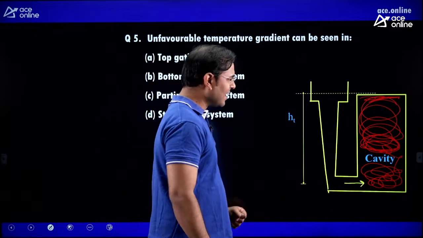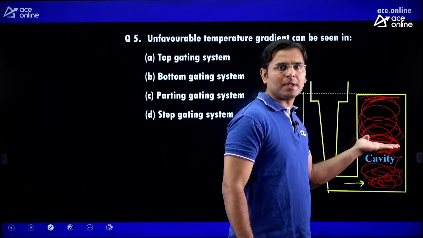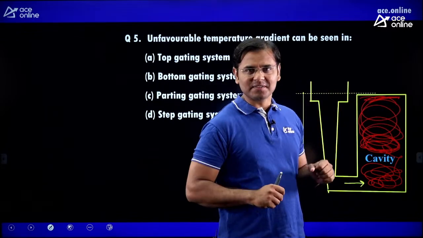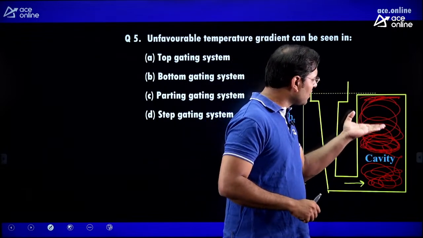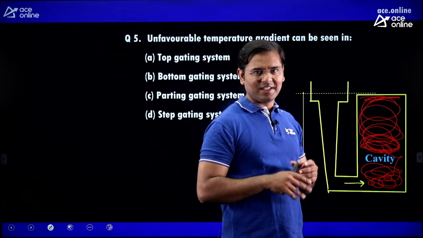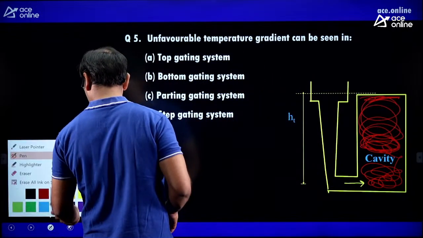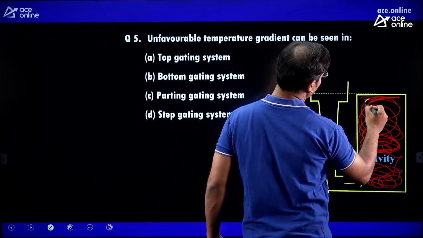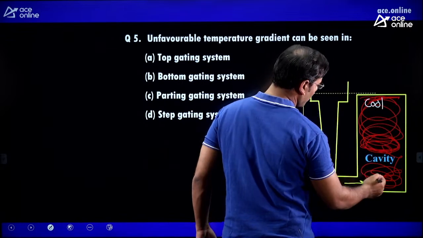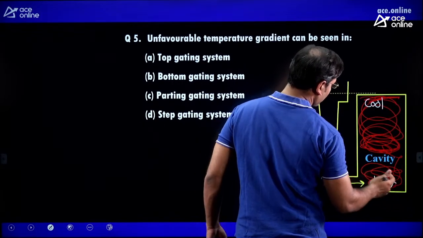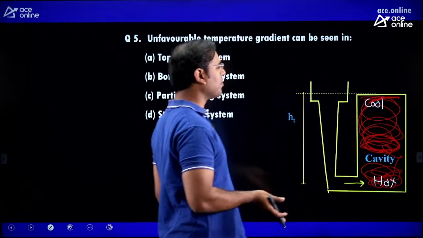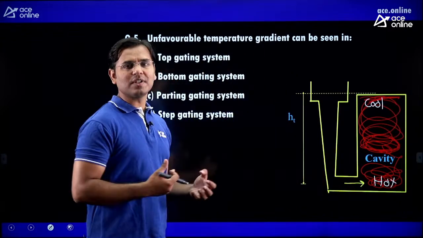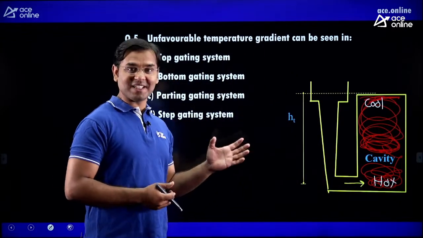Now see that as the molten metal is slowly going up, heat transfer is continuous, and the molten metal goes up to the top with very low velocity. Then what happened? The heat transfer is more, and because of more heat transfer, you can see the top region is cool and the bottom molten metal is hot. That means the molten metal going to the top is cool, and the molten metal which is entering here is very hot. Hence this is not a favorable temperature gradient.